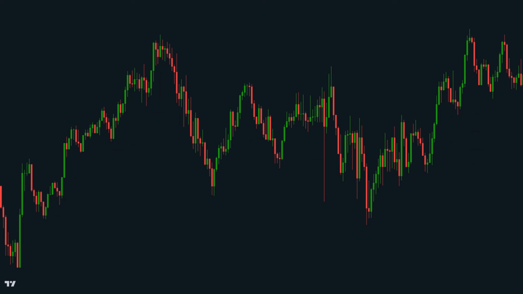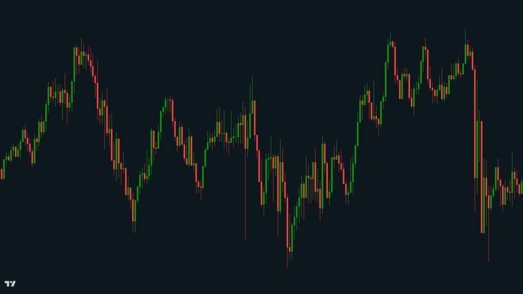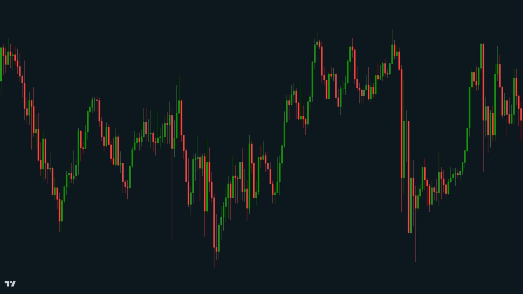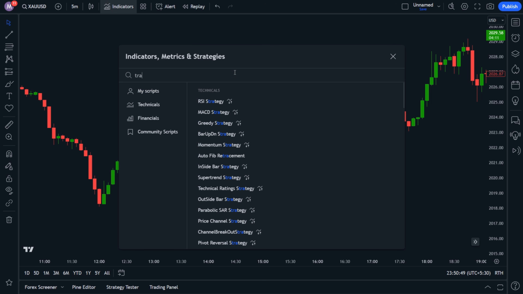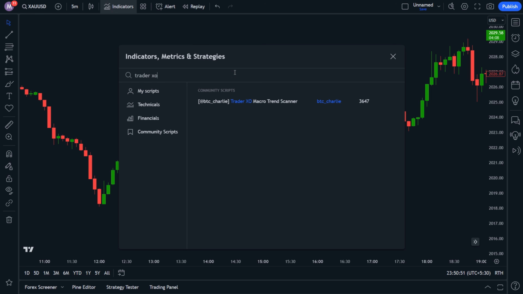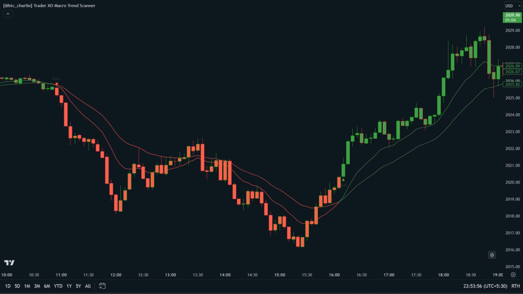This setup combines 3 free indicators to generate potential buy and sell signals with clear entry and exit rules. Let's start by applying the first indicator. Open the indicator section on TradingView and search for Trader XO Macro Trend Scanner. Add this indicator to the chart. The Trader XO indicator provides clear buy and sell signals, which we will use for our trading strategy.